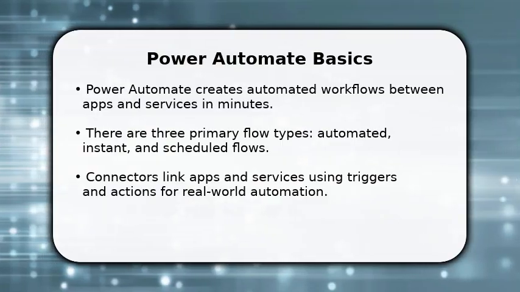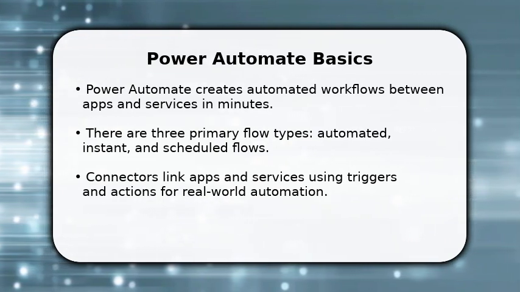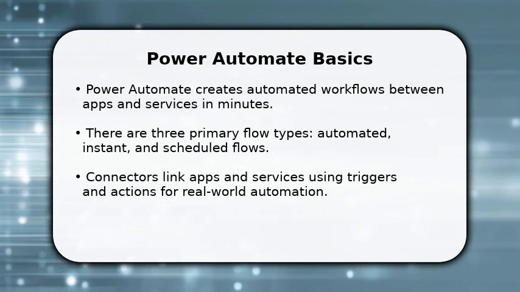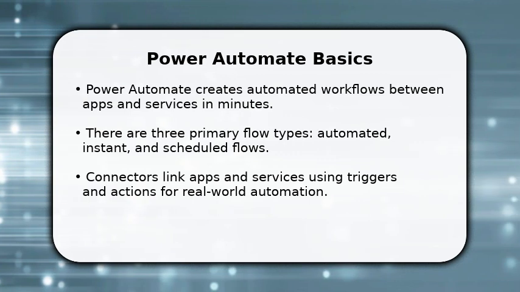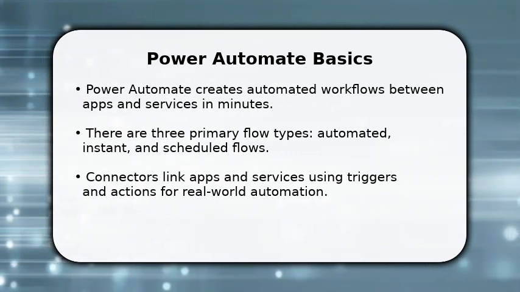Power Automate creates automated workflows between apps and services in minutes. It reduces repetitive work and moves data reliably. There are 3 primary flow types: automated, instant, and scheduled flows. Each flow runs from a trigger and uses actions to perform tasks.